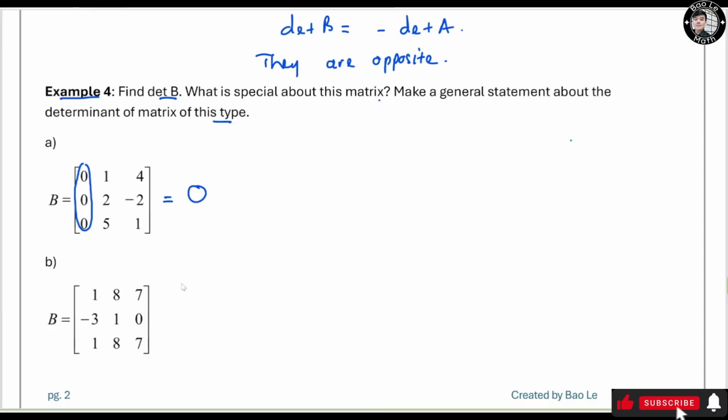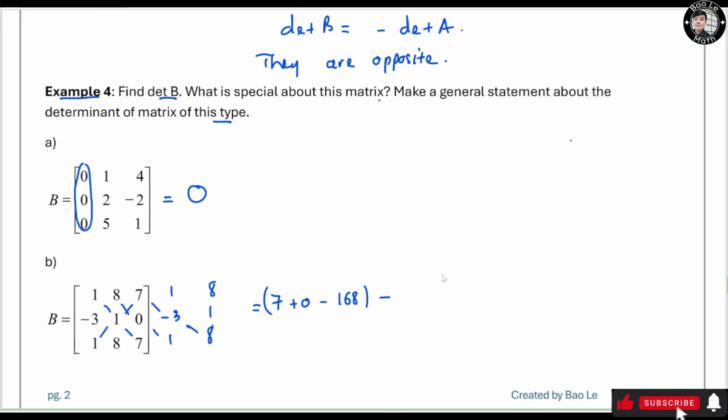Now question B. I'm going to copy the first two columns, right? Now I'm going to start from the top left to bottom right. 1 times 1 times 7 is going to be 7. 8 times 0 times 1 is going to be 0. 7 times negative 3 is going to be negative 21 times 8, negative 168, right? Subtract. Bottom left to top right.